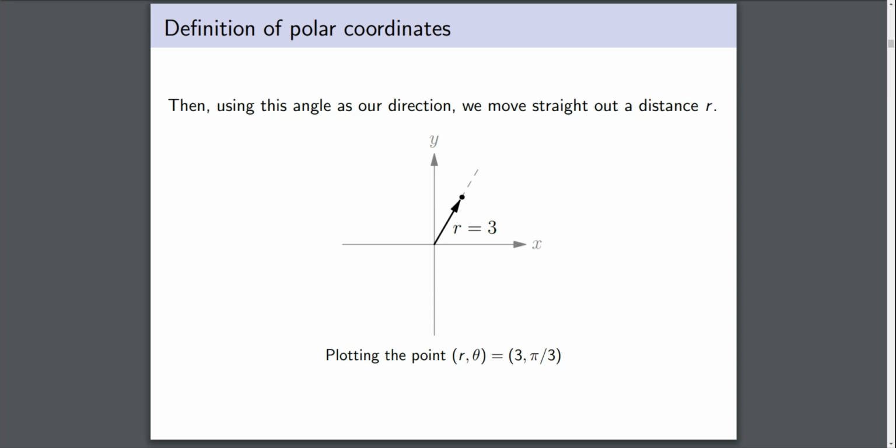So for the next step, we use that line as our direction, and we go straight out along that line a distance r. In this example, r is 3. So I moved out along that line 3 units, and then I plotted my point where I ended up. You can see the results on the graph.